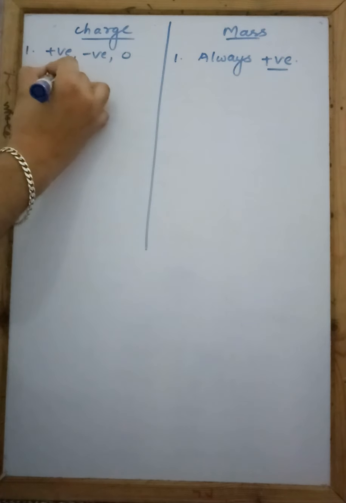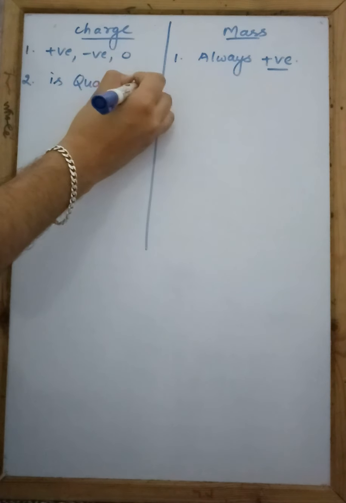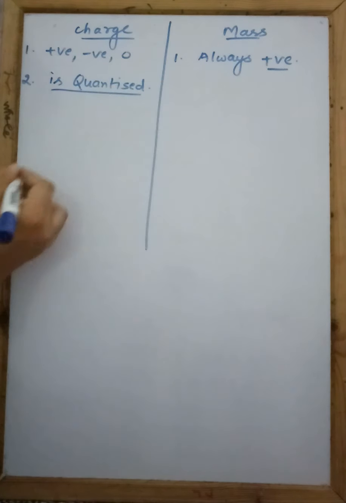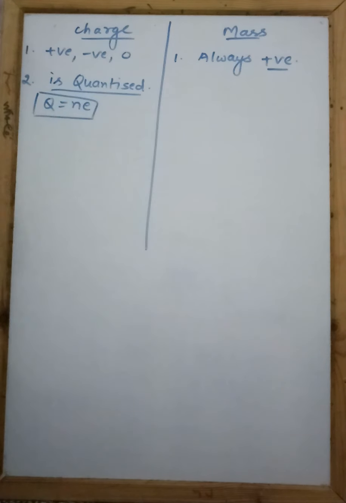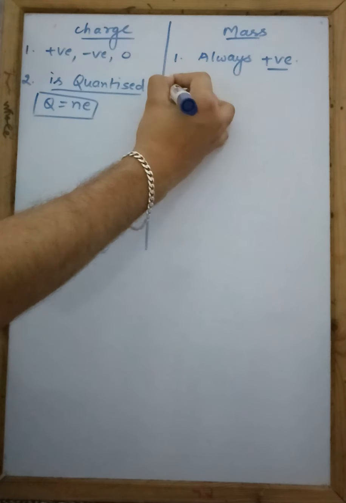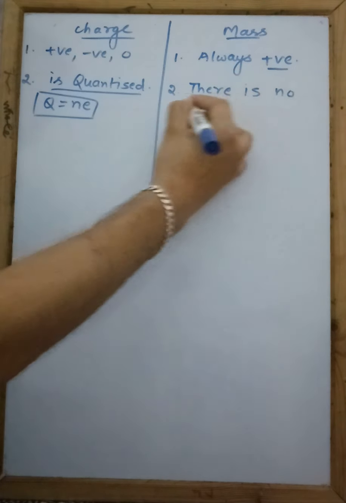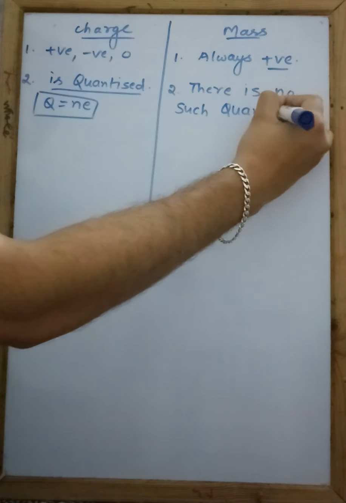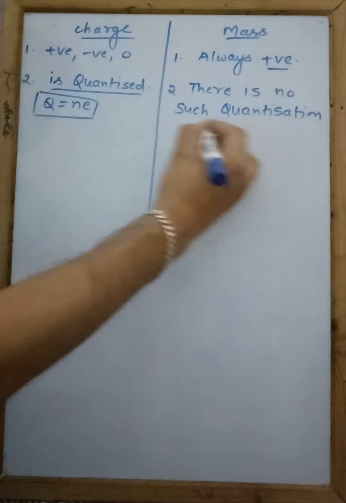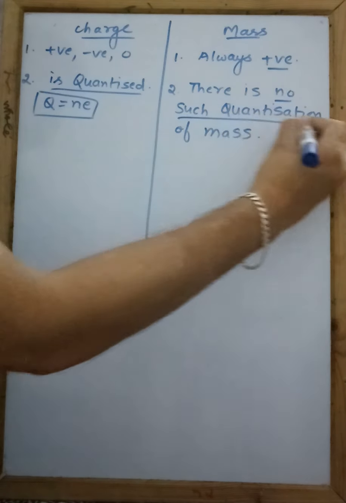Second point, very very important point, and this difference is very important. Charge is quantized. We have just done that charge is quantized. किसी भी बॉडी पे जो चार्ज होता है वो चार्ज हमेशा एक इलेक्ट्रॉन का ही मल्टीपल होता है. Q is always equal to Ne. But till date there is no such quantization of mass. This is an important point.